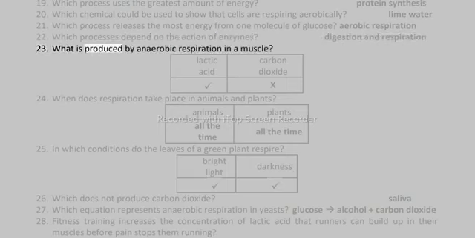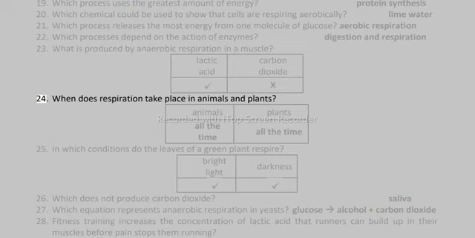23. What is produced by anaerobic respiration in a muscle? Lactic acid, carbon dioxide. 24. When does respiration take place in animals and plants? Animals, plants, all the time.